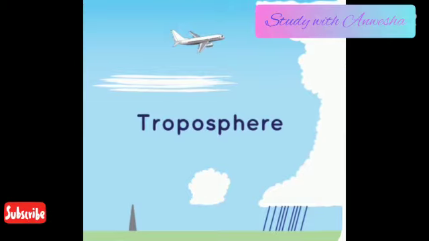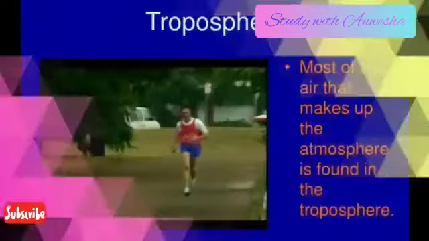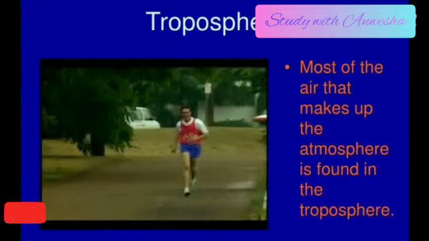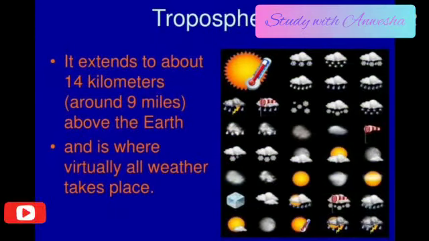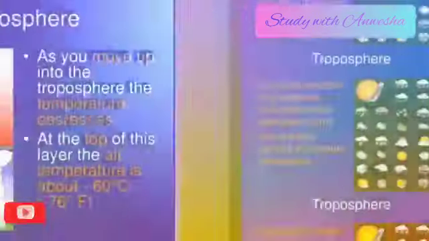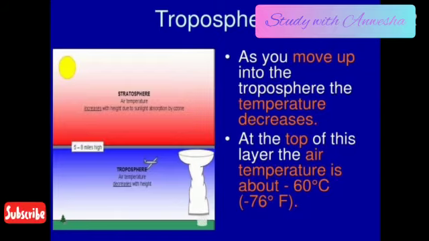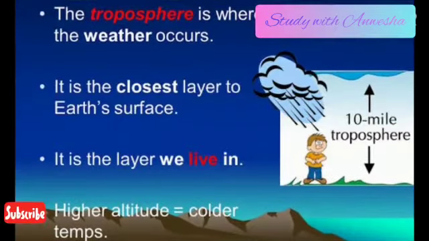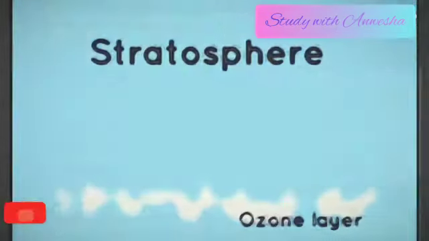Troposphere. This is the first layer of atmosphere just above the ground. Troposphere is where we live and where most aeroplanes fly. The weather changes take place in this layer.